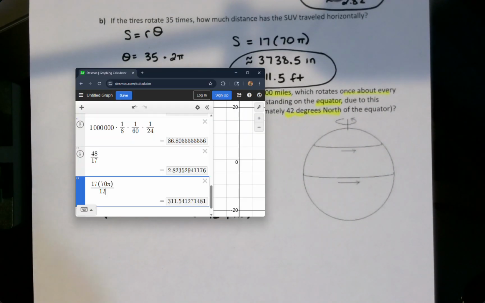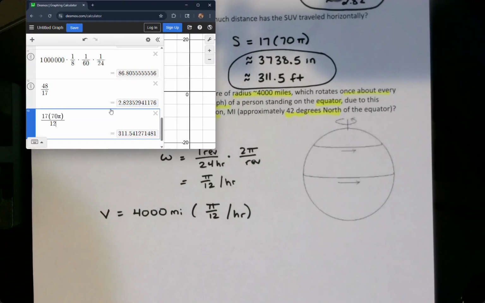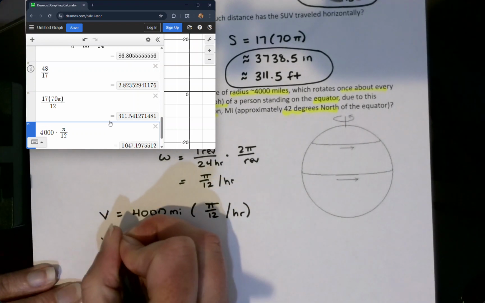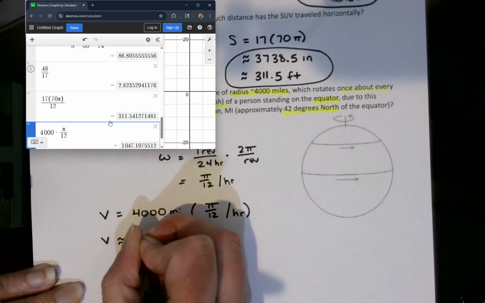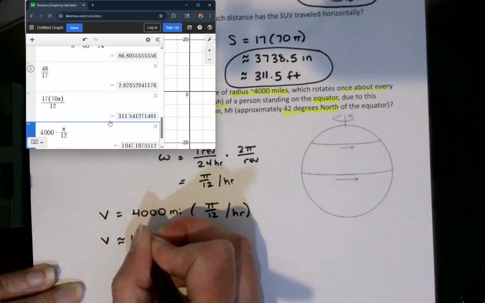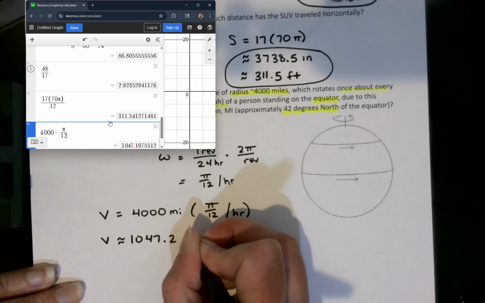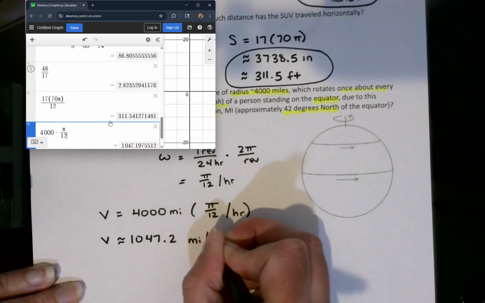When I multiply these together, I am going to multiply the pi out because we want our speed in flat measurements, not in terms of pi. So that's 4,000 times pi over 12. Our speed comes out as approximately 1,047.2 miles per hour.